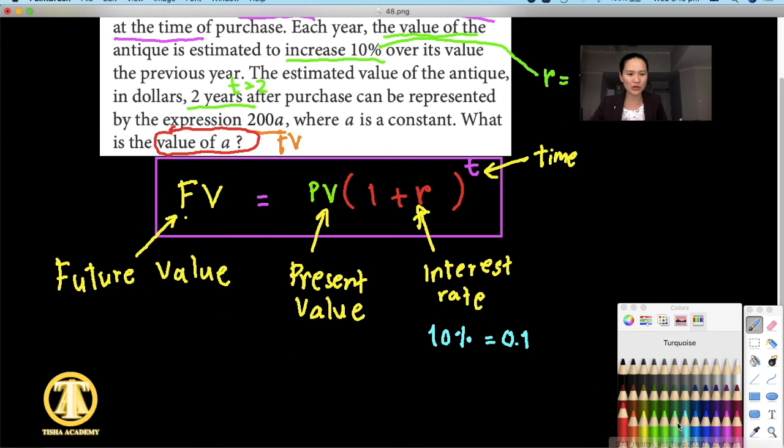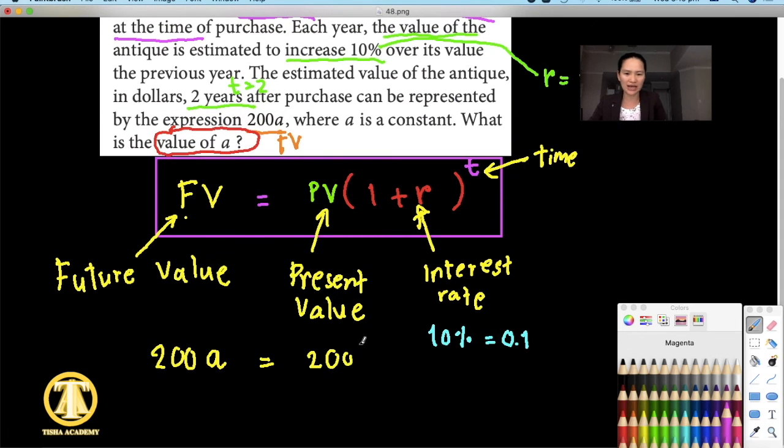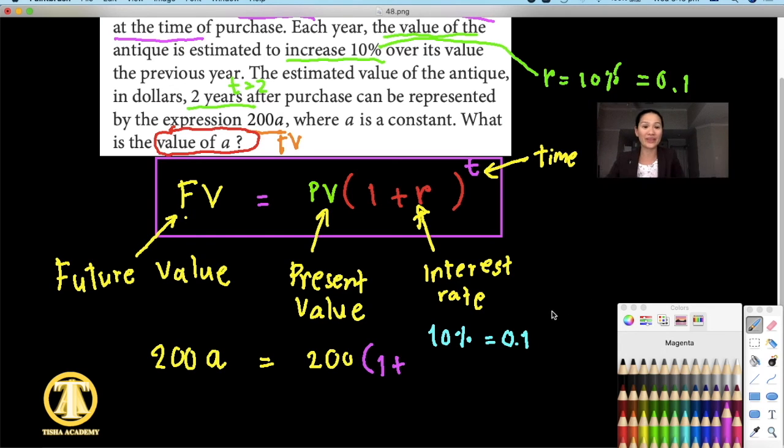So what I'm going to do from here, I know that FV equals 200a, equals PV. They give you PV here, 200. So I write down 200 and all of this times (1 plus R). R equals 10%, which is 0.1. And T, our time, is 2, so it's squared. So 200a equals 200 times (1 plus 0.1), which is 1.1, and all of it squared.